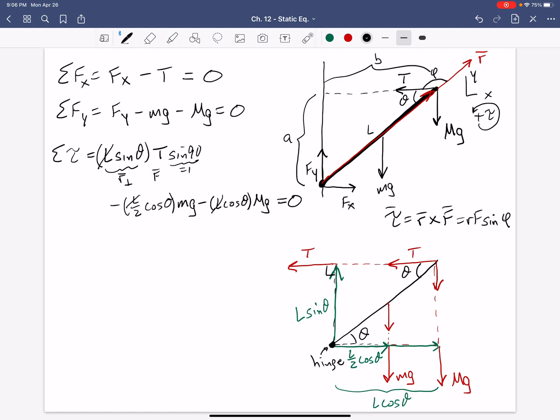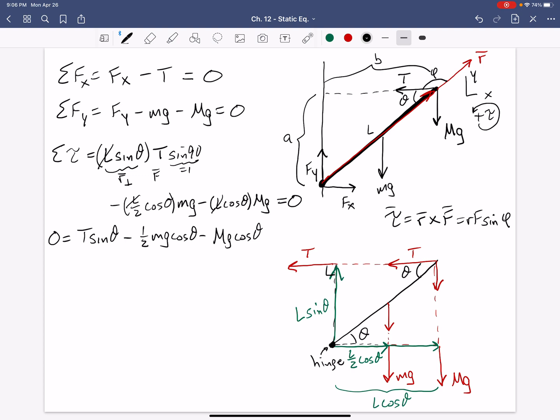Okay, so let me rewrite this torque equation. We have T sine theta minus 1/2 mg cosine theta minus capital Mg cosine theta all equals 0. I'll put 0 over here. Okay. All right. Oh, by the way, on these last two torque terms, I didn't write sine 90. That was implied. Okay. So we need to figure out what theta is.